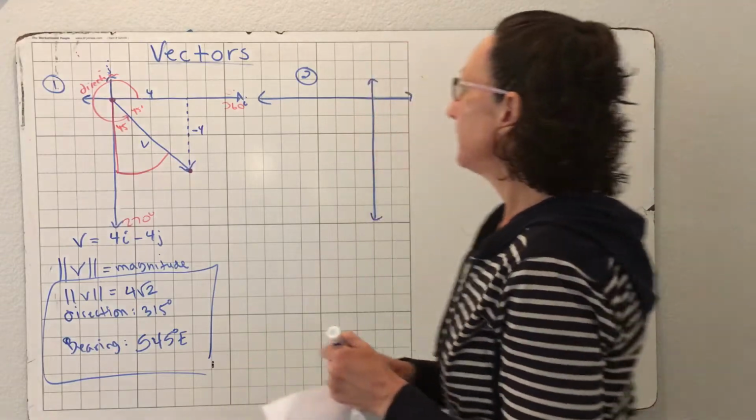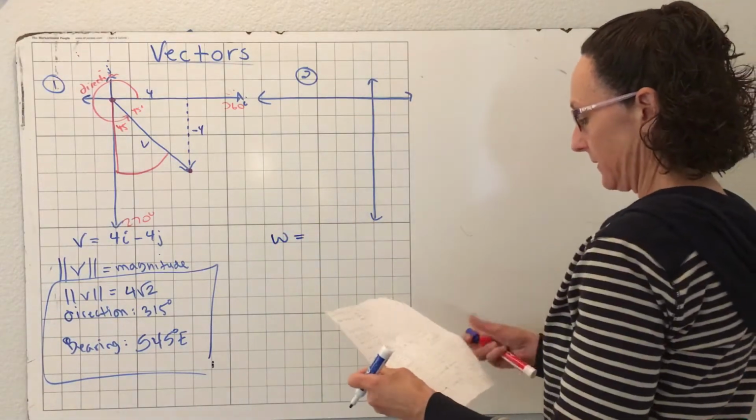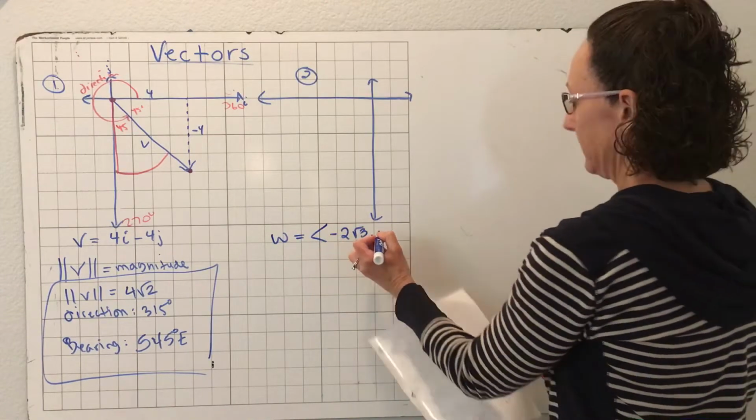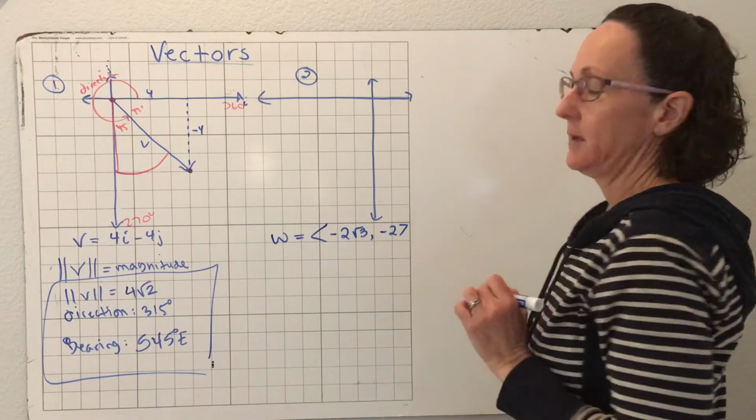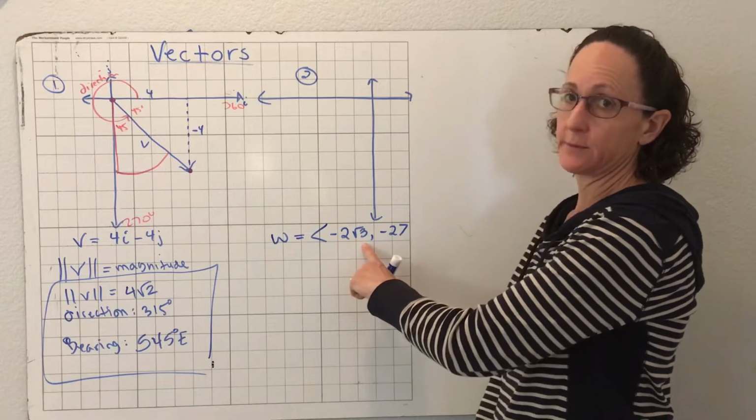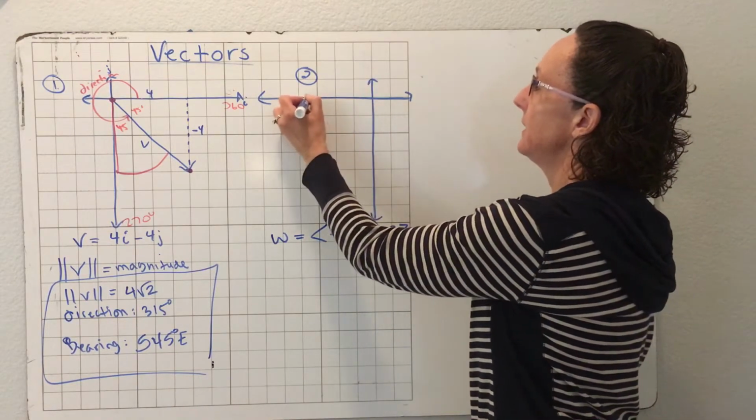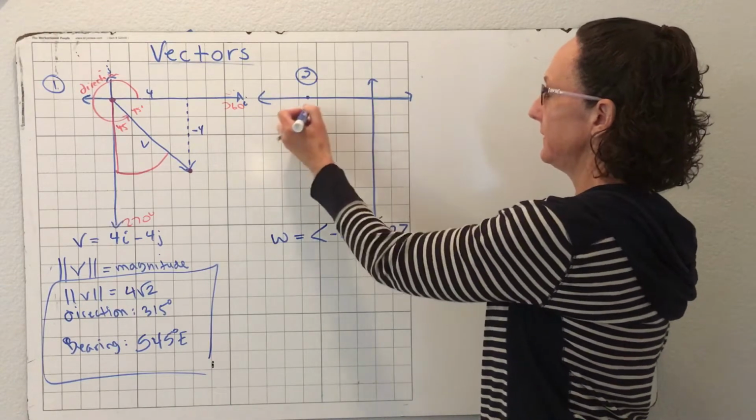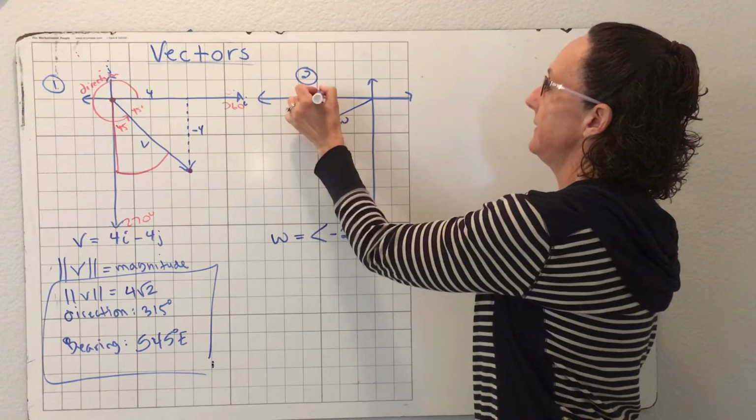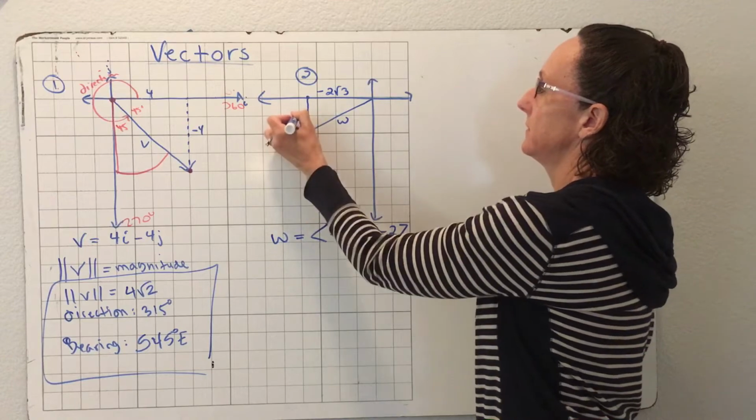All right, the next problem is going to be vector w, okay? We're gonna use the other notation, so negative 2 root 3, comma negative 2. So this one we have to approximate a little bit. Negative 2 times root 3. Root 3 is like 1.7, so that's like 3 and a half. 1, 2, 3. So it's negative 2 root 3, and then down 2 would place the vector right here. And this is negative 2 root 3, and this is negative 2.